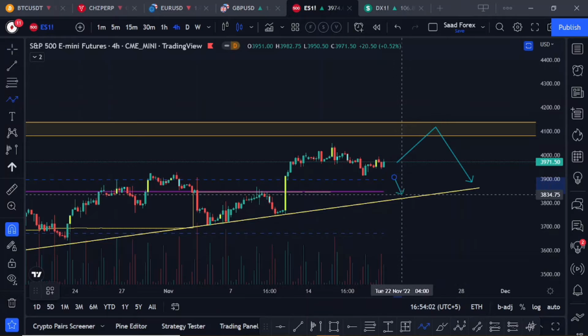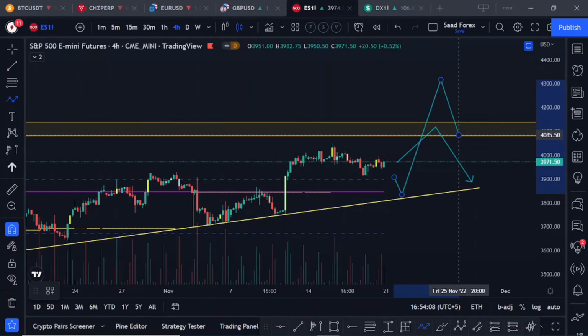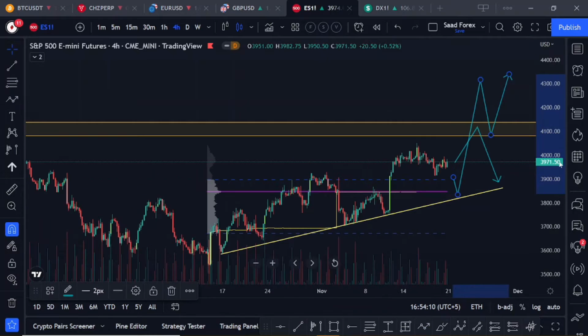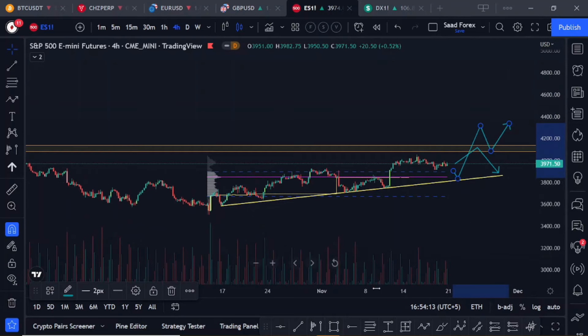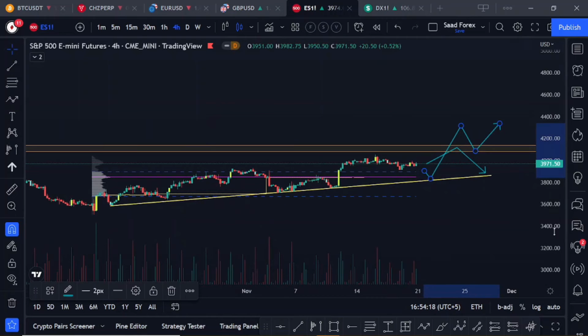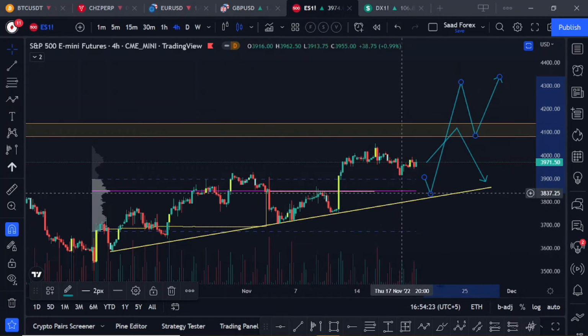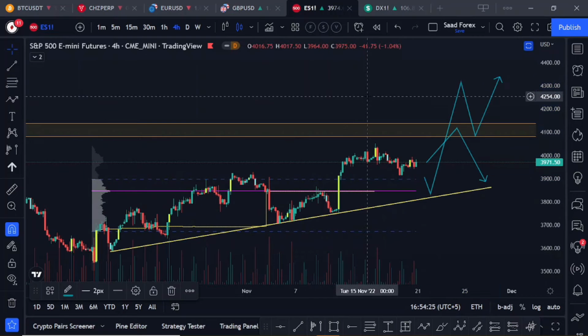If it just touches it and bounces up, we will probably break the zone, retest it, and continue the uptrend. So the market is looking really bullish right now. We will see what happens on Monday.